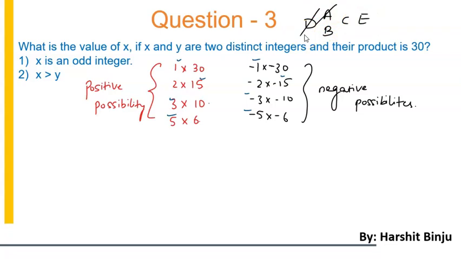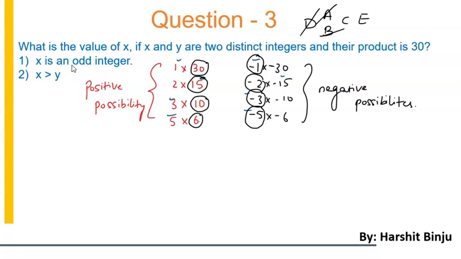Second statement says that x is greater than y. X greater than y, x can be 30, x can be 15, x can be 10, x can be 6, can be negative 1, negative 2, negative 3, and negative 5. So do we have a conclusive answer from B? No, we don't have. So B also goes out. B is not our answer. Now if you combine the two, you can very well say that the answer will be E, because even after combining, we will have a lot of possibilities.